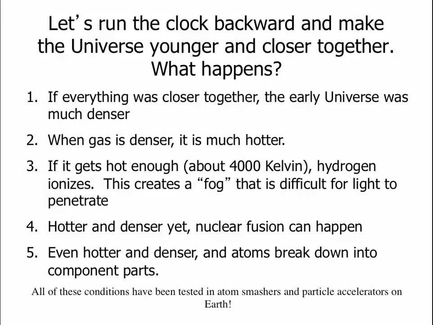If we make this gas hotter and denser yet, then nuclear fusion can and will happen, and that's what happens in the center of our sun and other stars. And even hotter and denser, atoms can break down into component parts, and this is something we do in particle accelerators. So these things have all been tested, and if we run this expanding universe backwards, then we can think that all these things happen in reversed order.